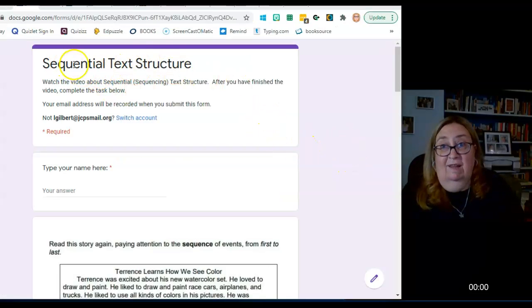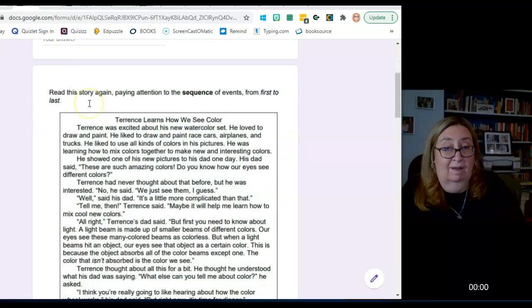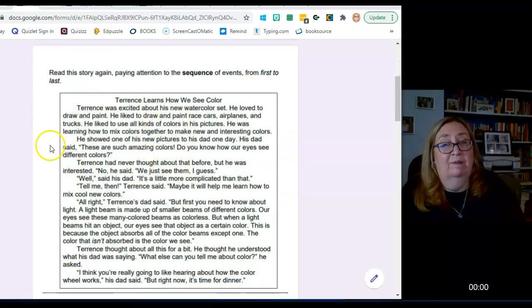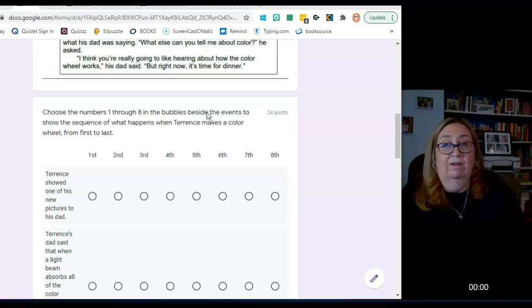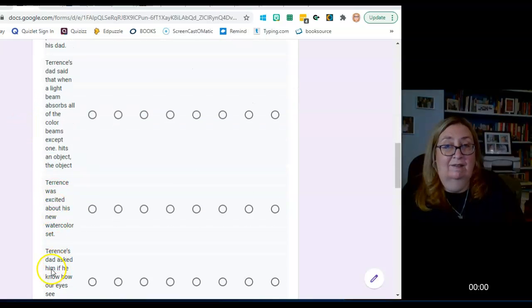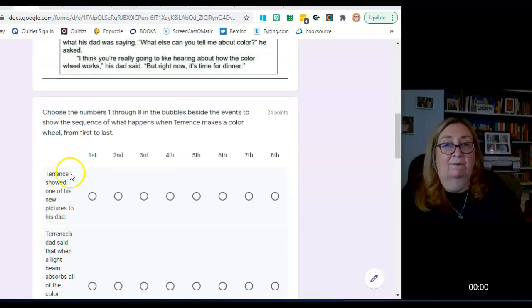So today you're going to be asked to complete the sequential text structure practice page. You need to type your name as always. First, you're going to read a story and you're going to pay attention to the sequence of events, the things that he had to do from first to last. Then you're going to come down here and I have pulled out 8 of those events here. And you're going to tell me if they were the first thing, the second thing, the third thing, the fourth thing, all the way through the 8th thing.